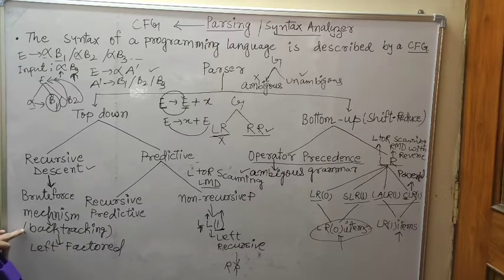This one I already told: backtracking suffers from the brute force mechanism, and it is eliminated by the left factored method.